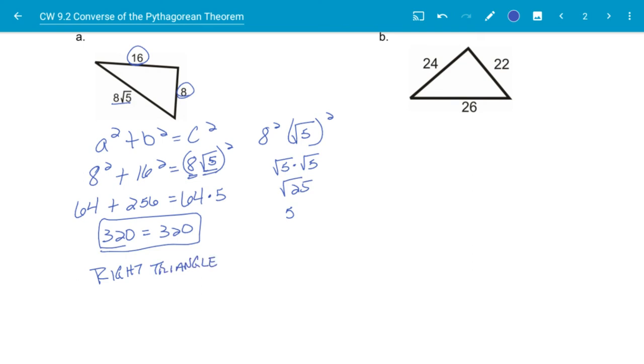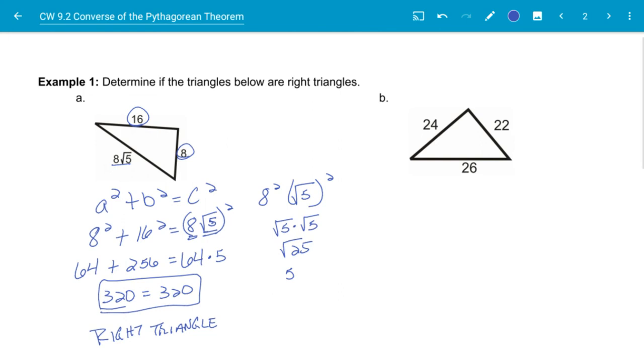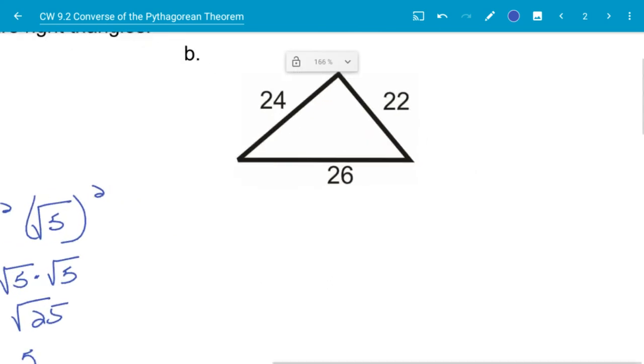So now let's go ahead and take a look at B. It's the same way. My two shortest sides are my legs. My longest side is my hypotenuse. So this would be my right angle right there, if this is a right triangle.